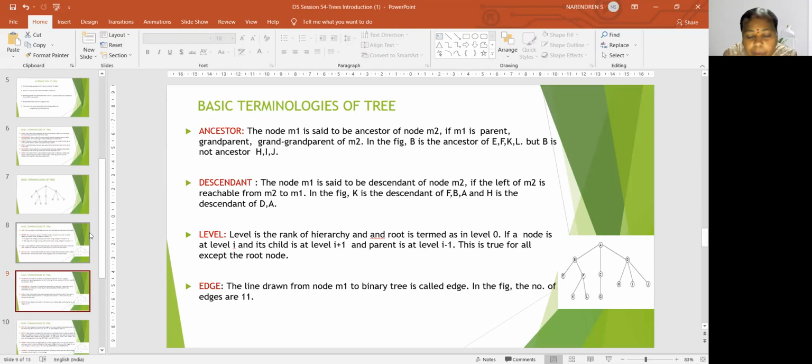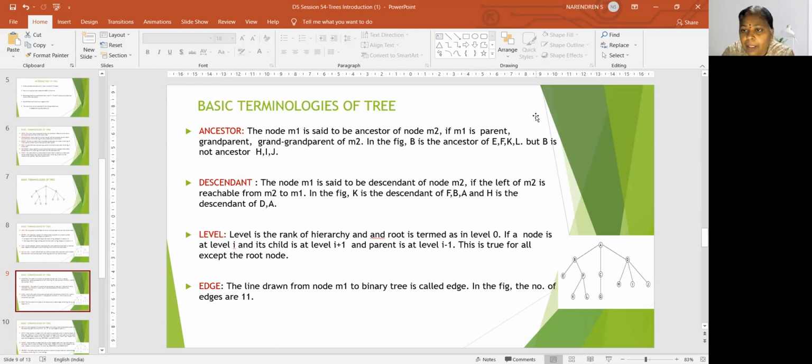Next, ancestor. What do you mean by the ancestor? A node M1 is said to be an ancestor of node M2 if M1 is a parent, grandparent or great-grandparent of M2. So here, B is the ancestor of E, F, K, and L. See here, B is dividing into E and F, and again F is dividing into K and L.